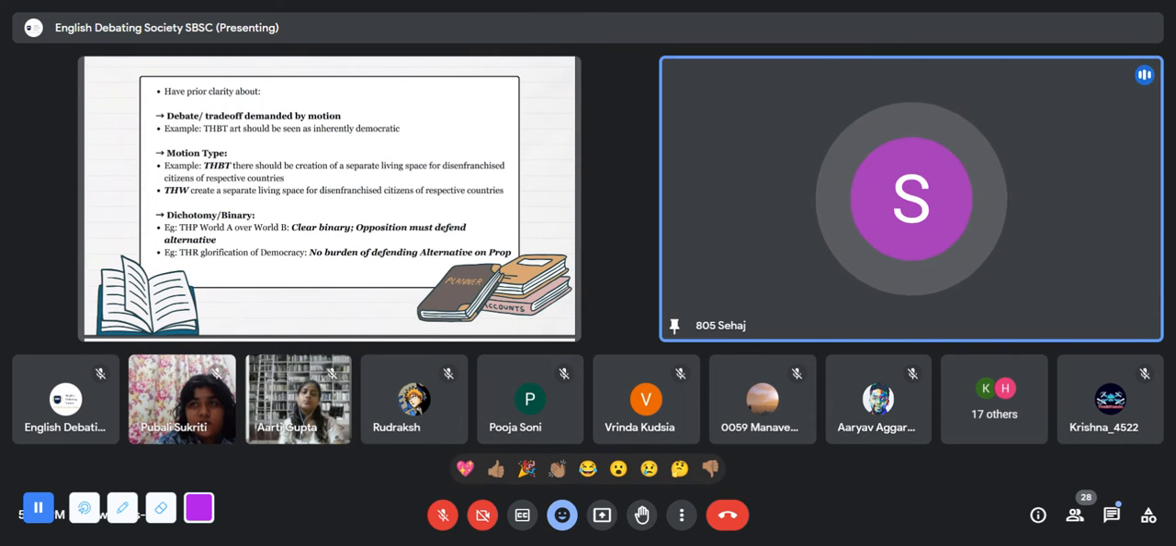So this is basically saying that if a motion exists, you need to know what both sides have to argue within that and what is the side which they are necessarily supporting. The second thing here is the motion type, because I think we all have an understanding of what different motion types look like. THBT motion, this house will motion, this house supports, all those things. I think we've discussed all these things, right?